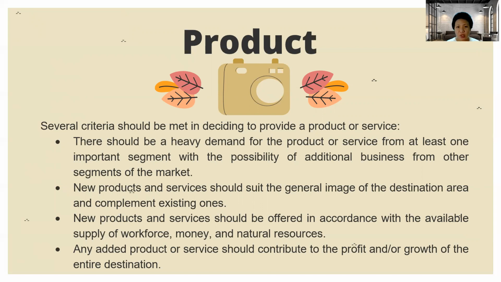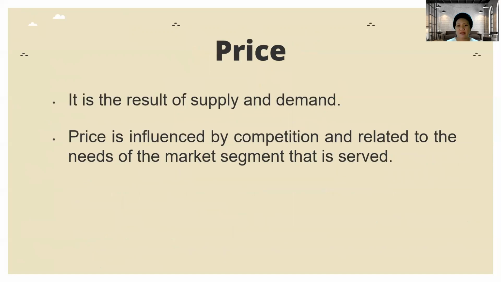So product is the most important consideration that we have when forming our marketing mix because it is the main thing that we're gonna offer to our market. Next is price. So price is the result of supply and demand. So it is influenced by competition and related to the needs of the market segment that is served. So we need to consider a lot when forming the prices of our specific products.